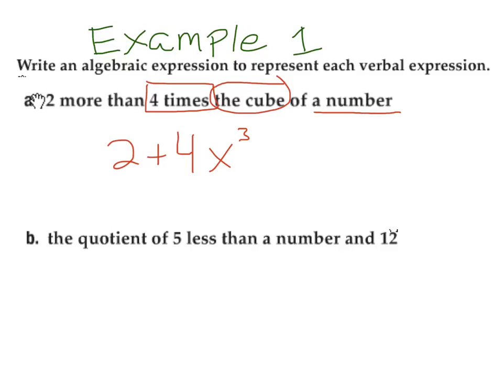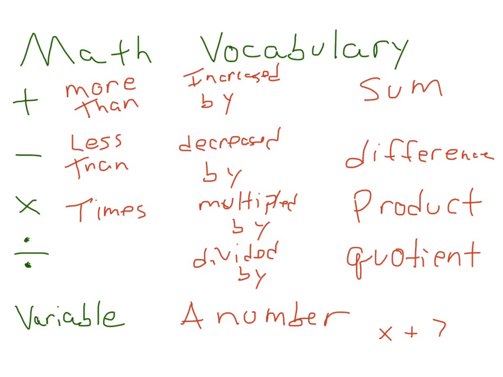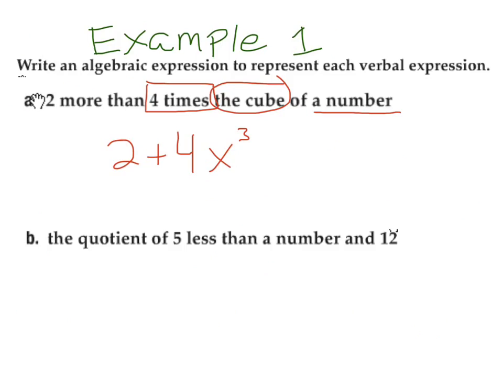So for this one, since it starts with the quotient, let's go back to these vocabulary words for one. What I'd like to point out is that anytime you have the sum, the difference, the product, or the quotient, you're going to want to start there. They're going to give you important information because you're going to have the word "and." The sum of this and that, the difference of this and that, the product of this and that, and the quotient of this and that. And that's going to give you a way to separate the problem, like you're going to see with this example 1b. So 1b, again, it says the quotient of 5 less than a number and 12.